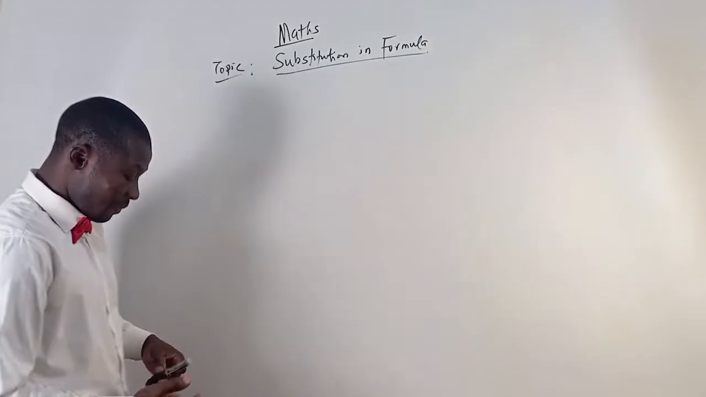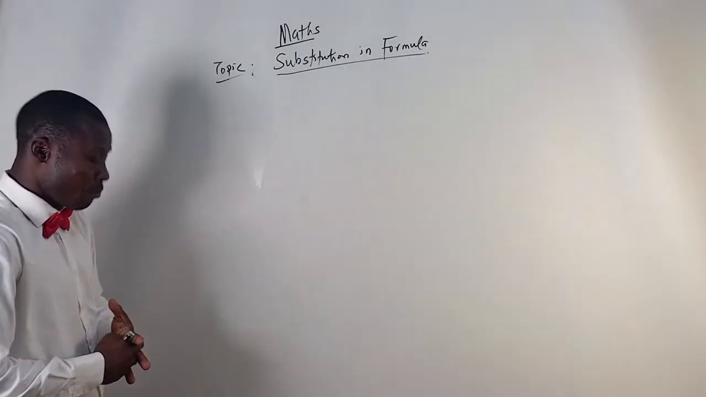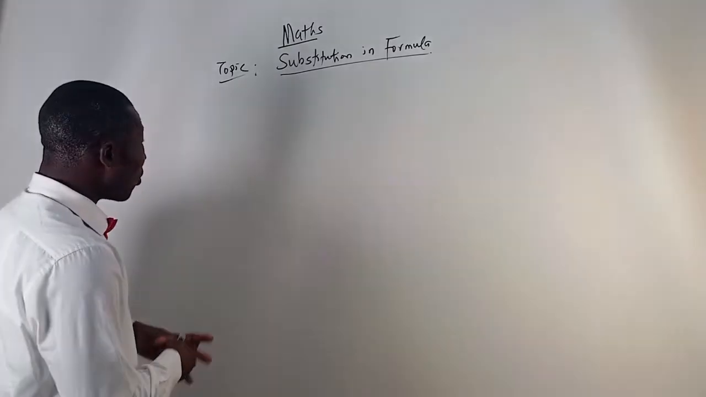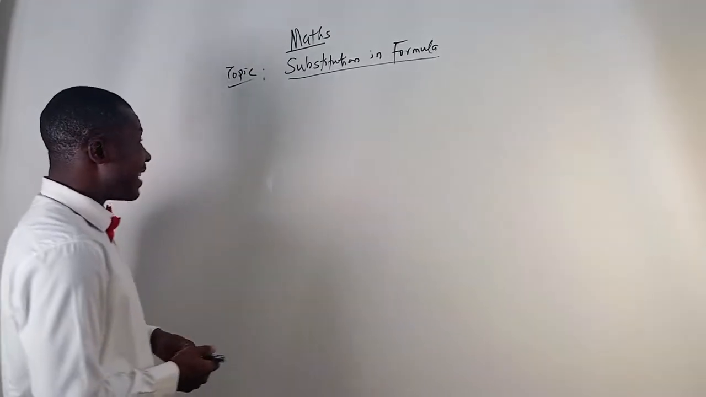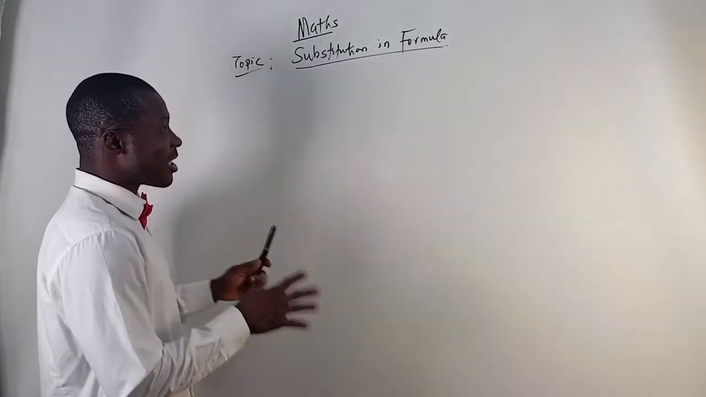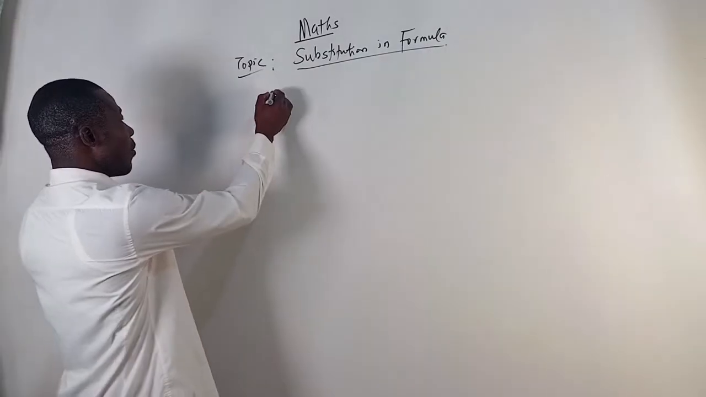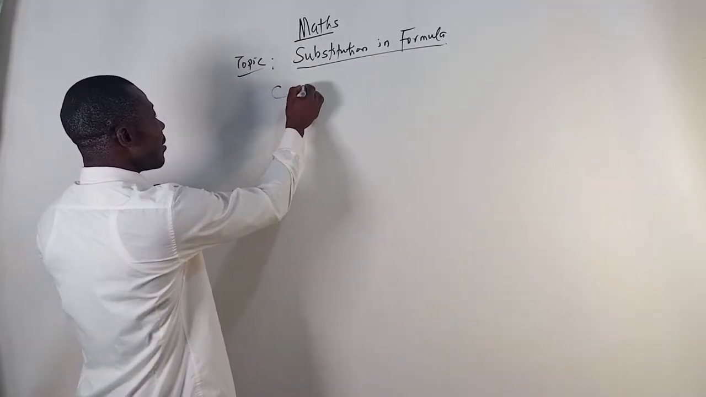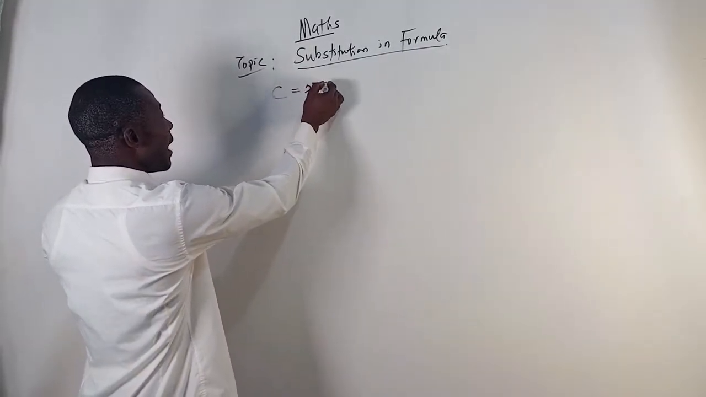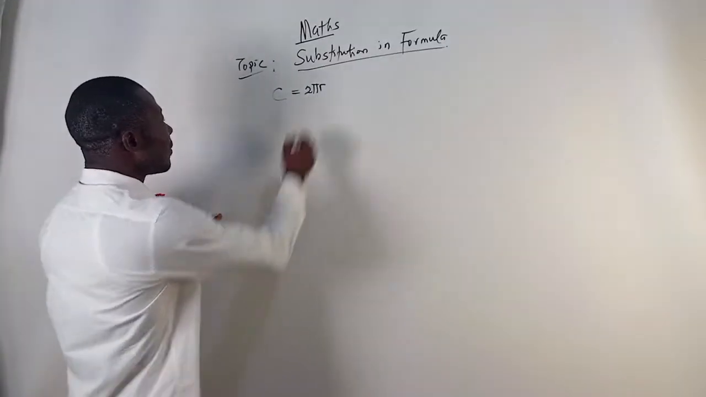Substitution in formula. What do you mean by formula? A formula can be simply put as a mathematical relation or rule that is expressed in symbols. For instance, we all know this formula: C equals 2 pi r. This is the circumference of a circle.